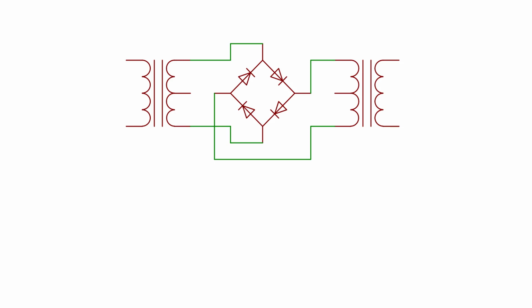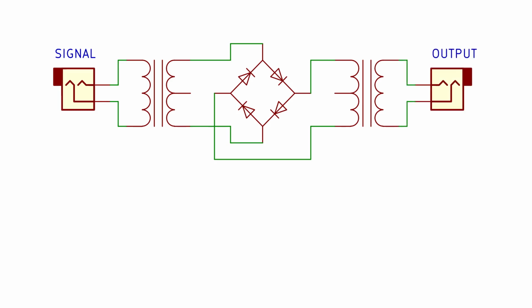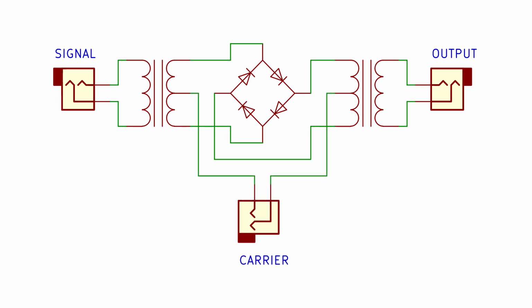We're going to connect an input jack to the other side of one of the transformers. We're going to call that the signal input. We're going to connect an output jack to the other side of the other transformer. We're going to call that the output. And we're going to connect another input jack to the remaining terminals of the transformers. We're going to call that the carrier input. And that's the module. That's everything.